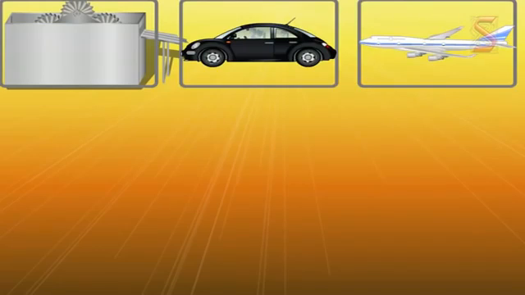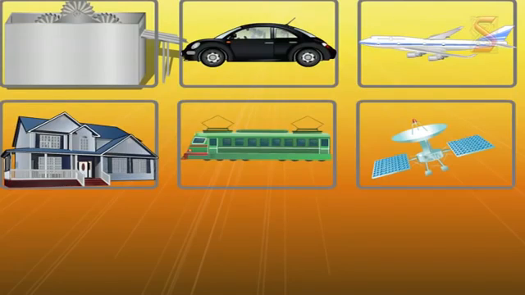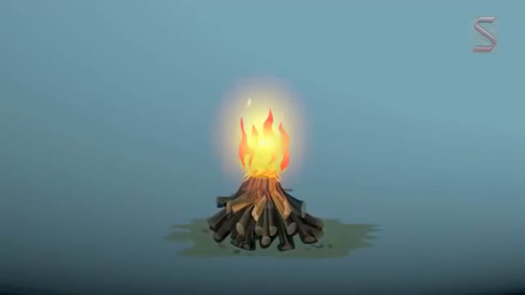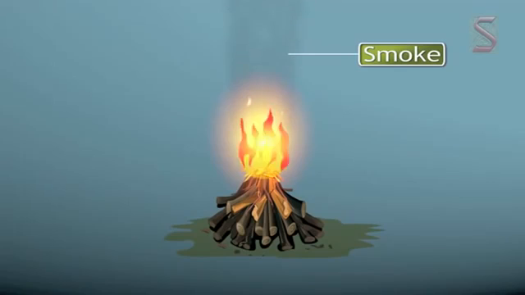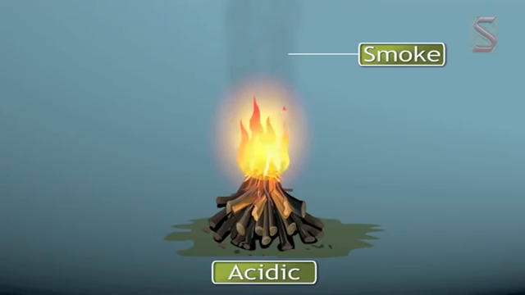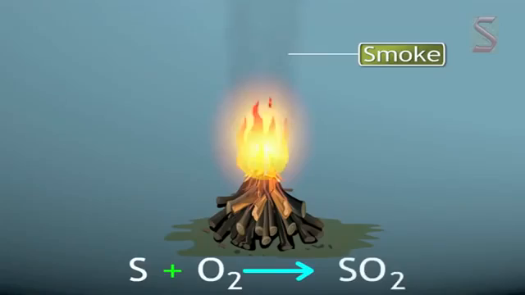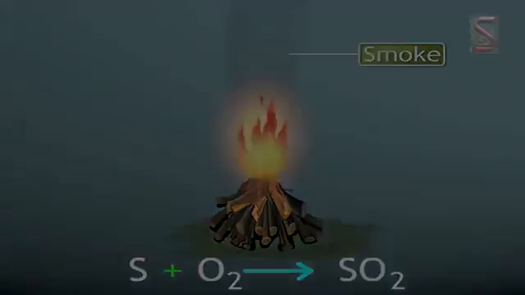This brings us to the end of the detailed session on metals, their appearance, behavior and uses in our day-to-day life. When you make a bonfire, the wood burns to release smoke. Nonmetals react with oxygen and form acidic or neutral oxides. For example, sulfur reacts with oxygen to form sulfur dioxide, which is acidic.